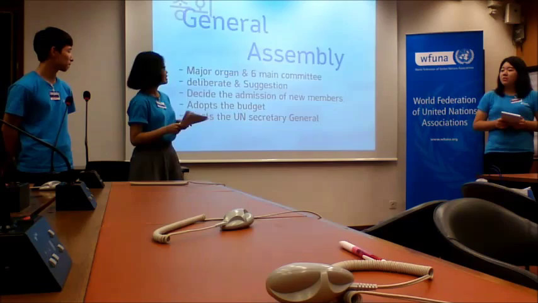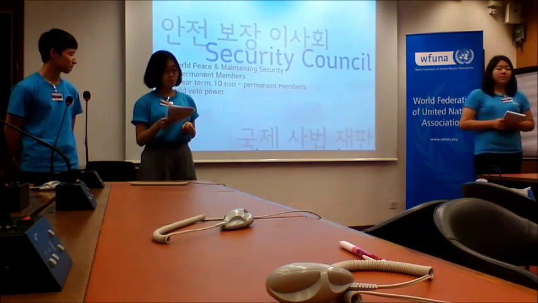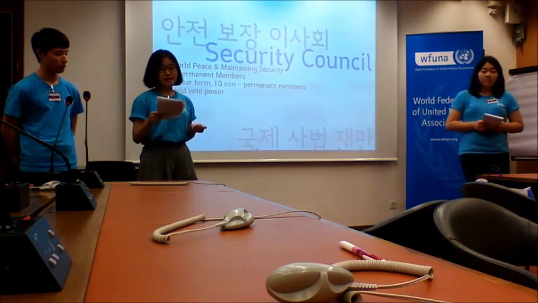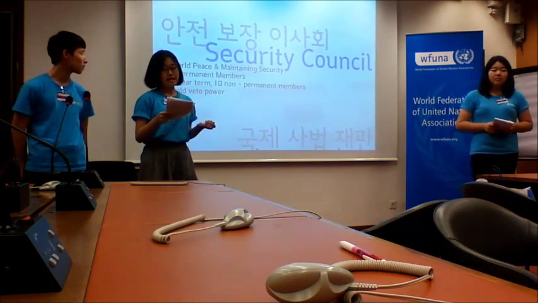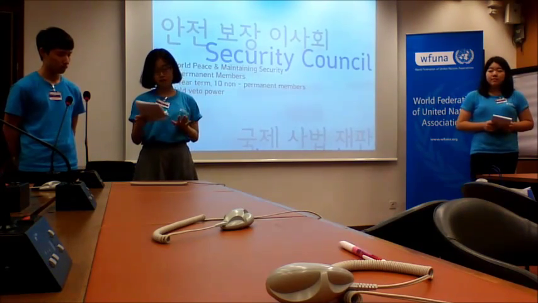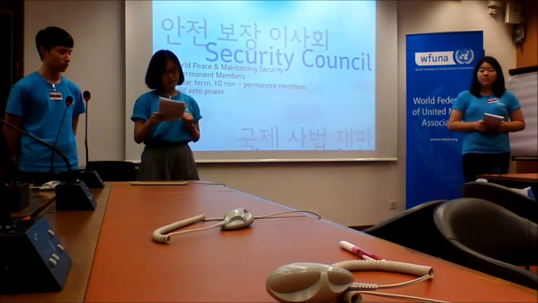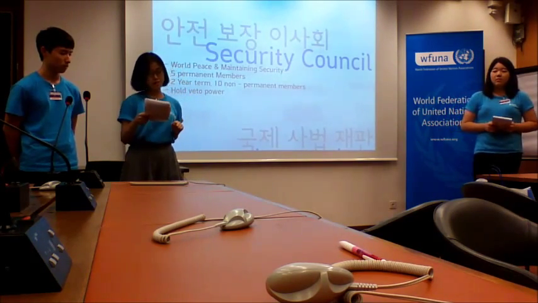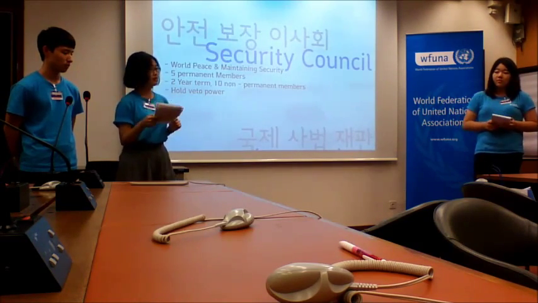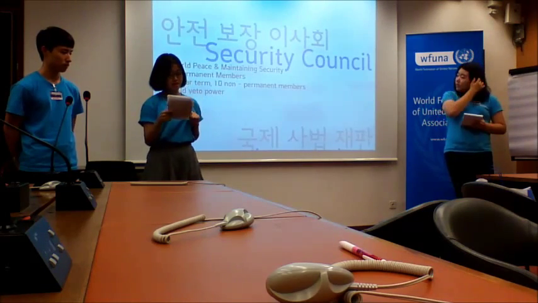Next, the Security Council. The Security Council is responsible for world peace and maintaining security. The most extreme point in the Security Council is that it has 5 permanent members, often known as the 5 veto powers: USA, UK, France, Russia, China. For a 2-year term, 10 non-permanent members will actively work in the conference. Furthermore, the Security Council has a presidency which rotates every month.